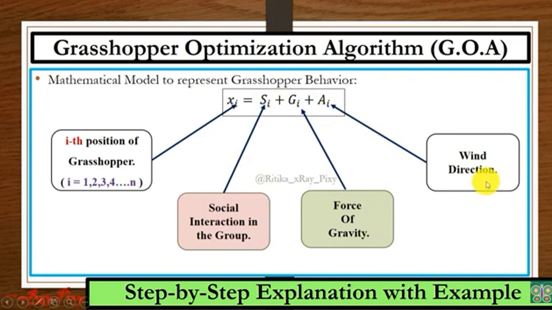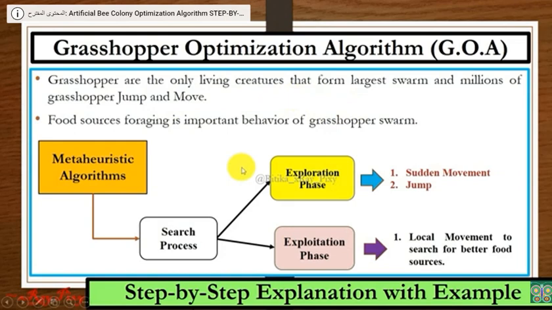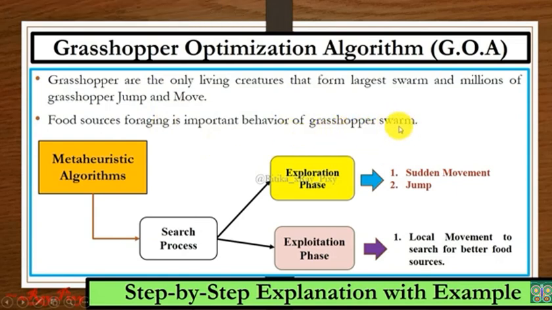Grasshoppers are the only living creature that form the largest swarm, and here food source foraging is an important behavior of the grasshopper swarm, and they are looking for different food sources. So this is the important behavior of the grasshopper.